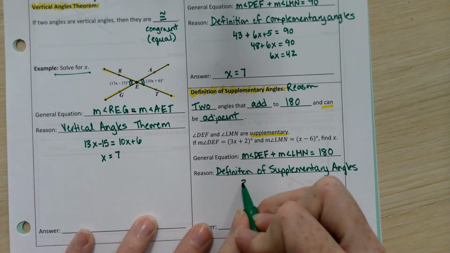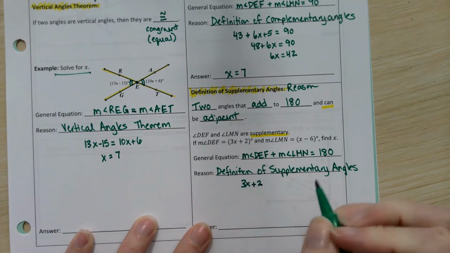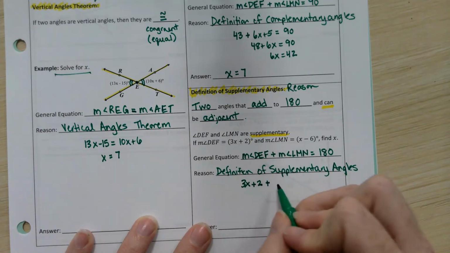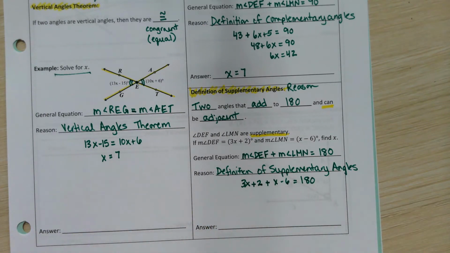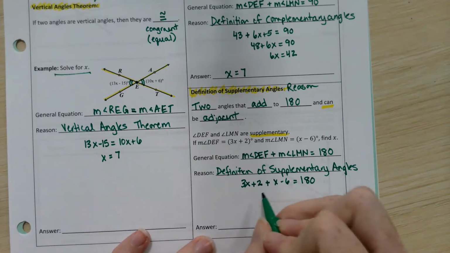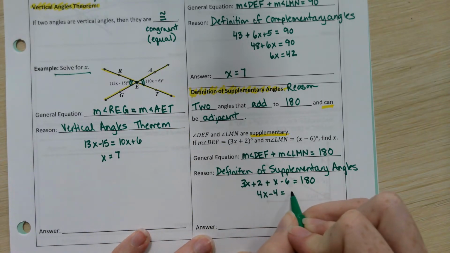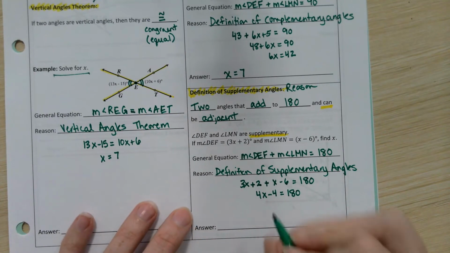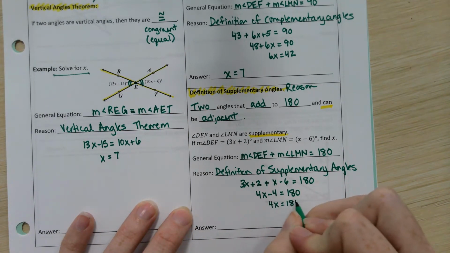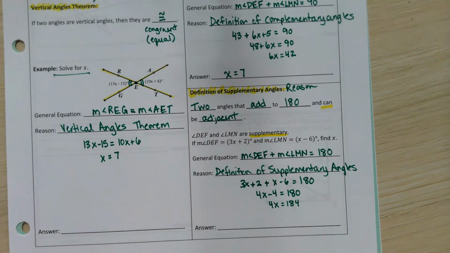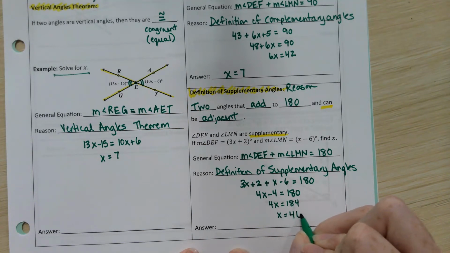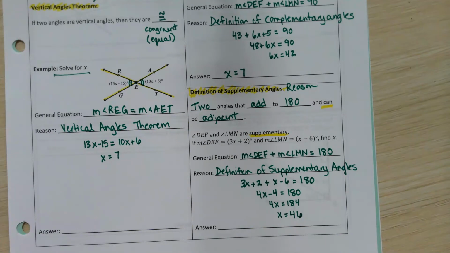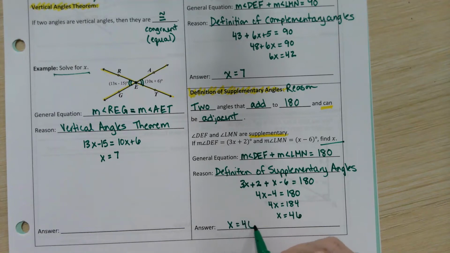So if we substitute our values in, the measure of angle DEF is 3x plus 2. We're going to add to that the measure of angle LMN, which is x minus 6, and together they're going to make 180 degrees since they're supplementary. A little bit more to do this time with like terms, since we have x's that can be combined and constants. I'm going to add 4 to both sides, and then when we divide, x is going to turn out to be 46 for this problem. And since the instructions say find x, that can go in our answer blank. X equals 46.